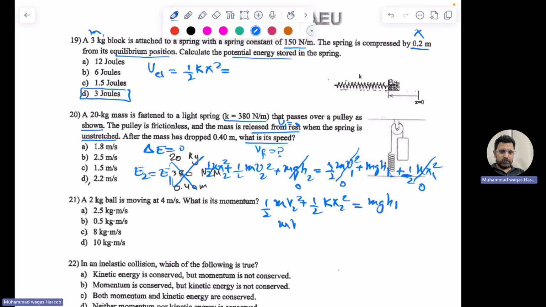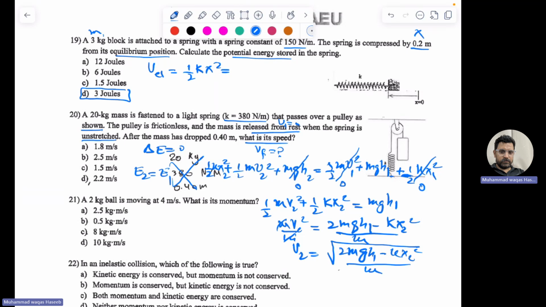So mv2 squared equals 2mgh1 minus kx2 squared. Then your v2 will be the square root of (2mgh1 minus kx2 squared) over m. Just substitute the values, you will get your answer, which is 2.2 meters per second.